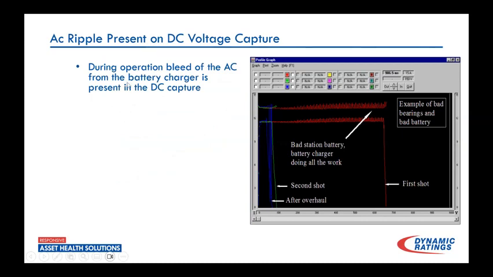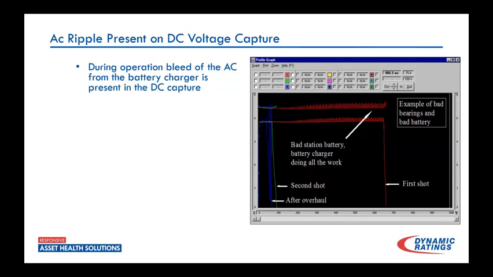So this was an interesting one in that this is actually a DC voltage trace we're looking at on the top, and we see all of this AC ripple that's being introduced to this. Especially as this breaker is really slow on this first shot, so we're pulling that current for a long period of time.